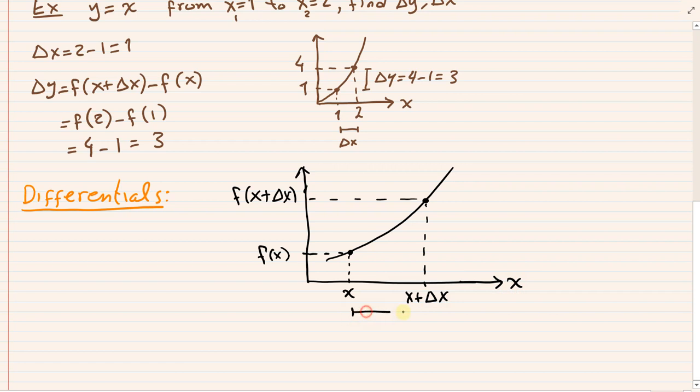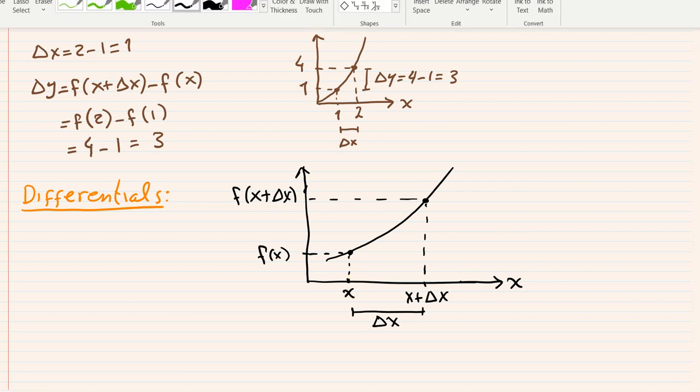That's just for clarity. Usually delta x is maybe this far. You see how far I am from x right in here. Delta x is that tiny distance from x to this line. But again, for the geometry of this to make sense, I'm using a larger scale here.